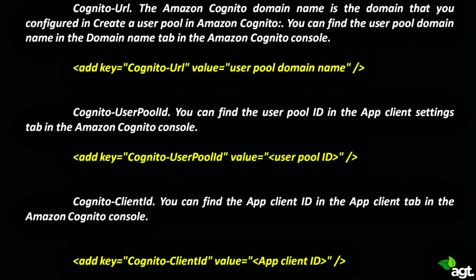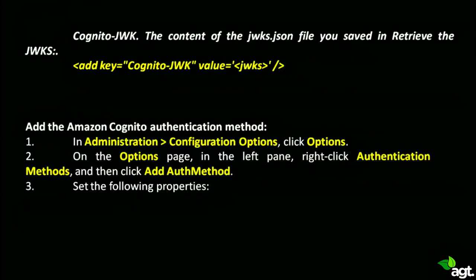And the Cognito user pool ID will be next. You can find the user pool ID in the app client settings tab in the Amazon Cognito console, and the code will be: add key equal to "CognitoUserPoolID", and the value will be the user pool ID. And the Cognito client ID will be next. You can find the application client ID in the application client tab in the Amazon Cognito console. Add key equal to "CognitoClientID" and value equal to the application client ID. So what about the Cognito JWK?